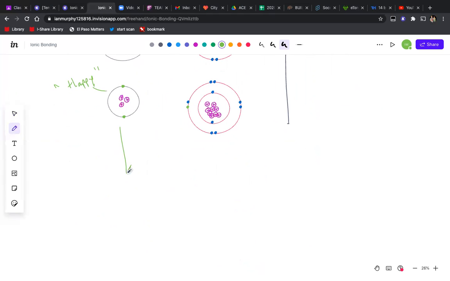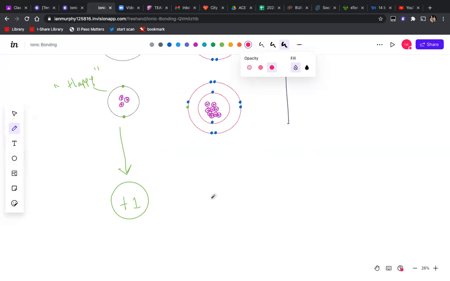Lithium has gained a positive charge, right? Because now it has 1 more proton than it does electrons. So now it has 1 extra positive charge. So we're going to say lithium is this atom here with a positive charge, and we're going to draw it just like that. And then fluorine over here is this element that's gained 1 electron. So now it has a total of 10 electrons to its 9 protons.